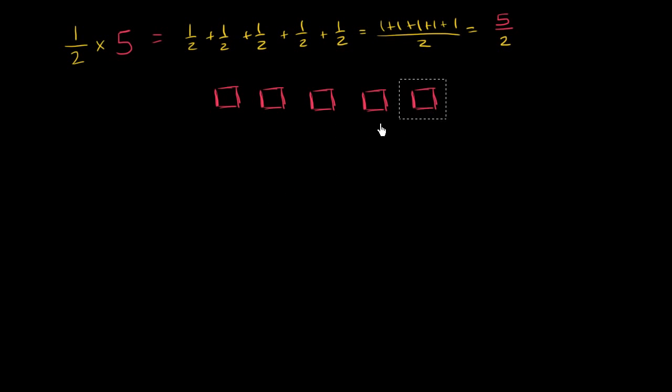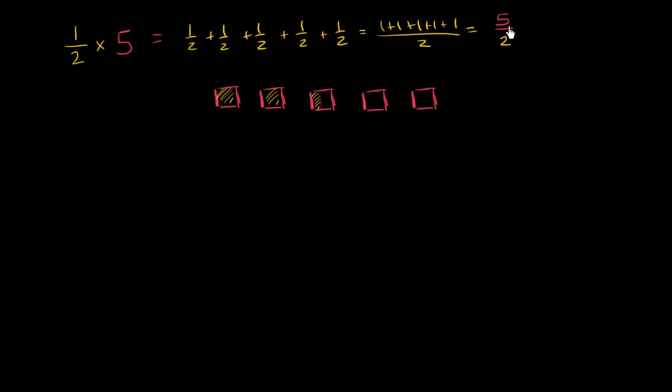So the other way to think about it is you start with 5 things and you take half of them. So what would be half of this? Well, let's see. You have 5 things, so 5 divided by 2 would be 2.5. So you would get this one, this one, and this one.